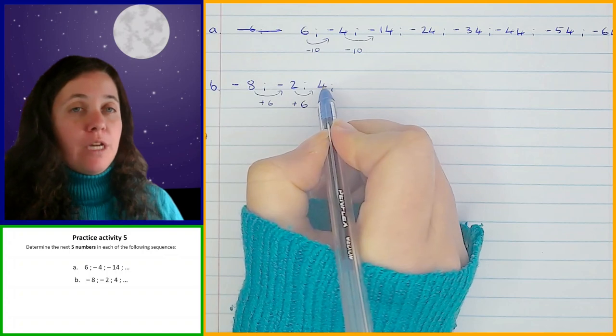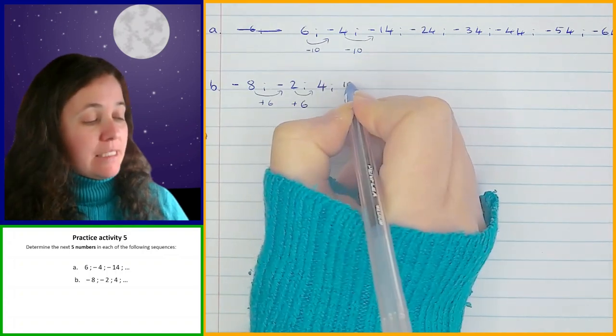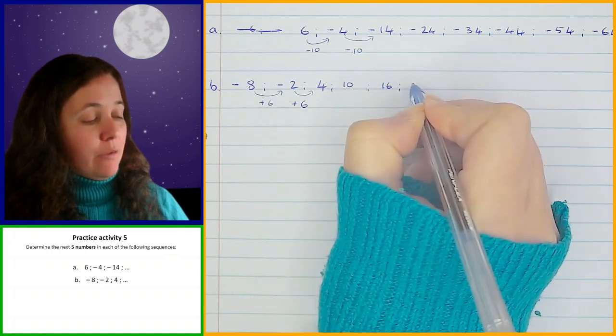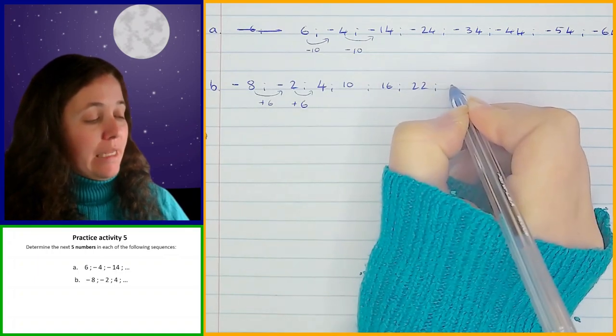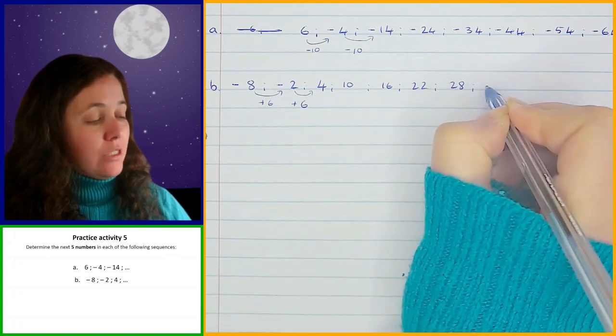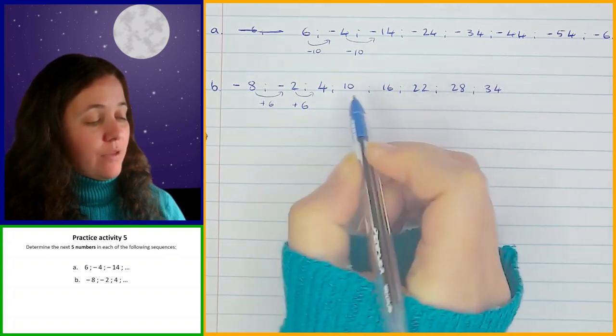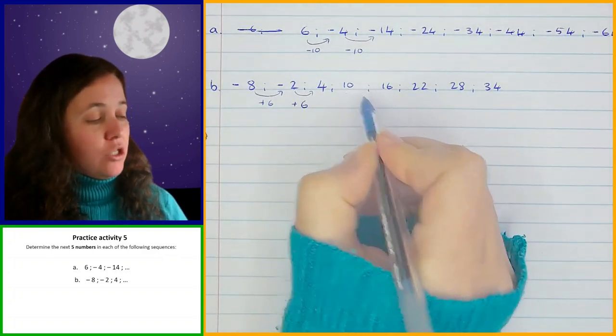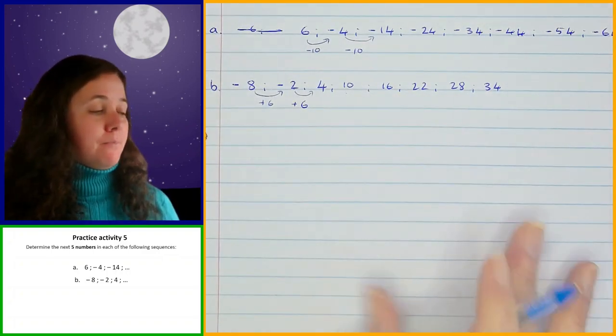So we're on 4 over here, so we're going to go up 6. That gives us 10. Then up 6 again is 16. Then up 6 again, we get 22. And then we next get 28. And finally, we end on 34 as we add 6 for the last time. So that's 1, 2, 3, 4, 5 terms that we have added to this pattern.